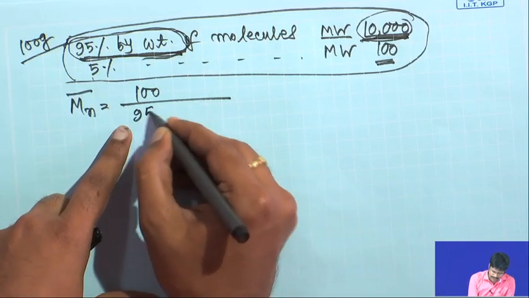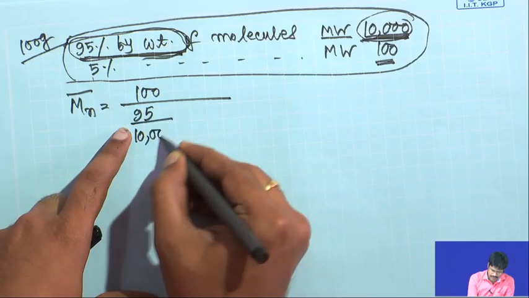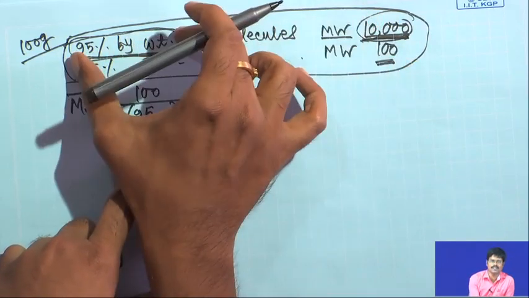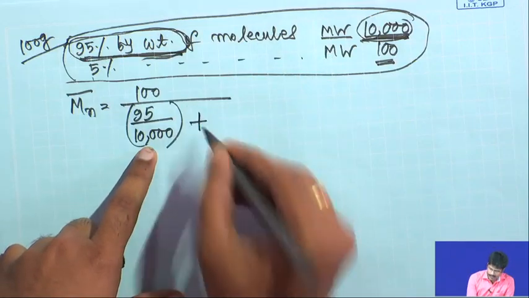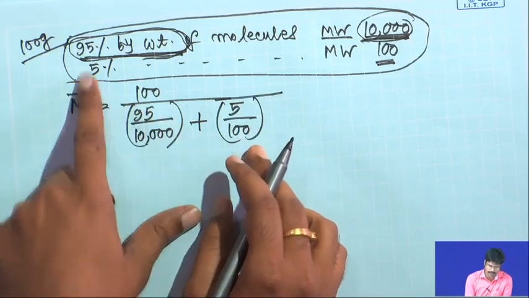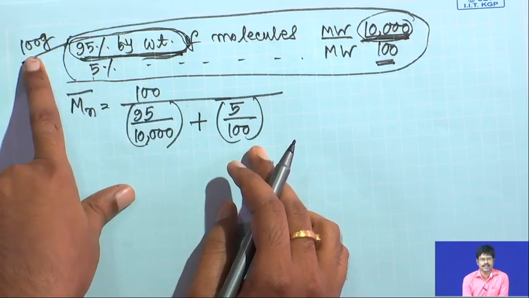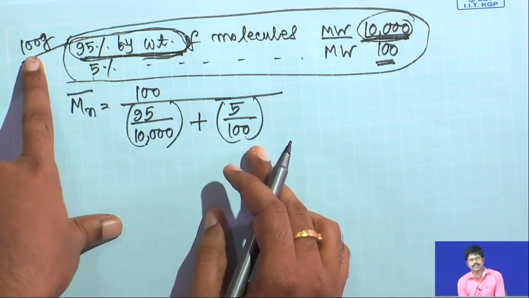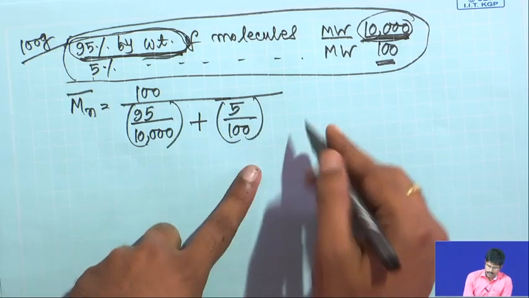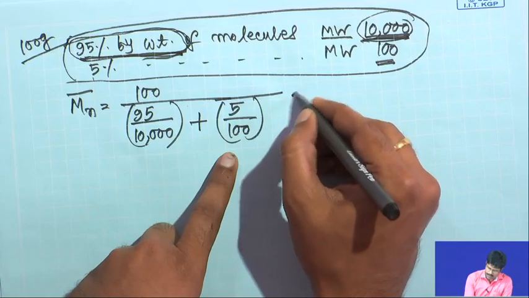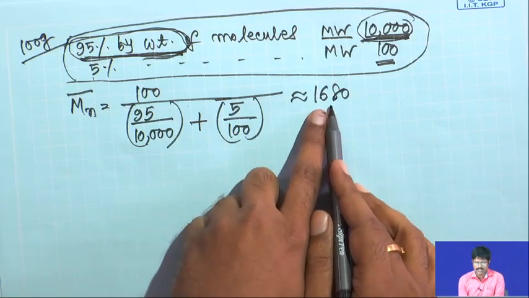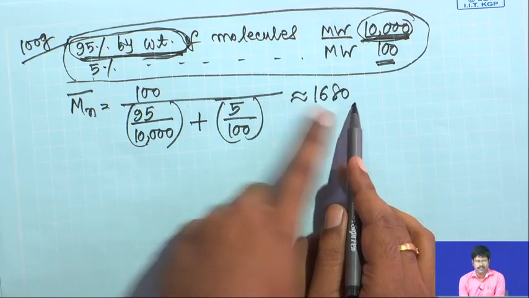So, this is 95 divided by 10,000, the number of moles for species 1, which occupies 95% by weight, and then this is 5 divided by 100 for the second species, because it is 5% by weight. The total weight we have taken as 100 for the simplicity of calculation. So, 5 by 100. Now, if you do the calculation, it comes to approximately 1680. So, you see it grossly underestimates the overall molecular weight.